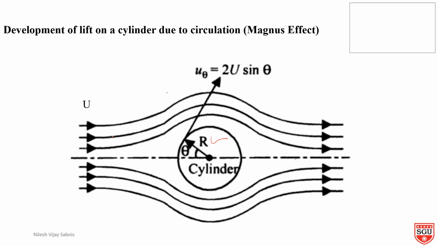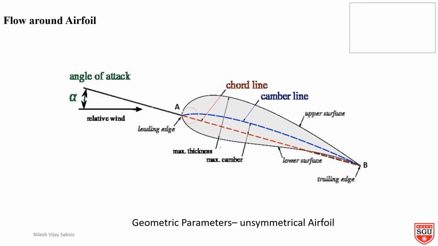There is a uniform flow. Inside that uniform flow we have a cylinder. It's the top view of a cylinder, and when it is rotated in that flow, then there is a formation of lift force due to rotation of the cylinder. It is called the Magnus effect. Then the next point is to consider an aerofoil and flow around it.